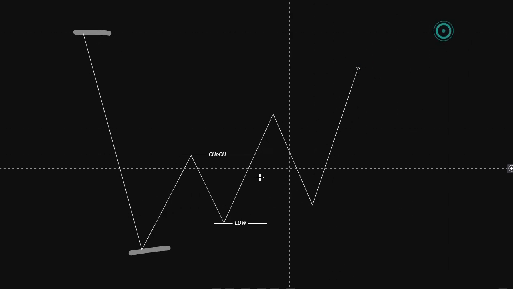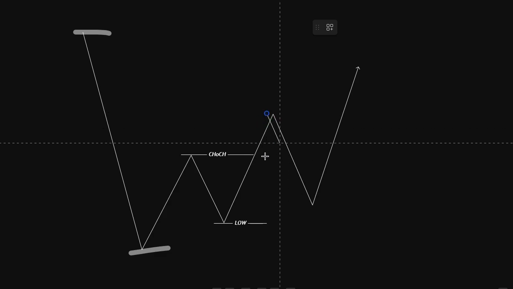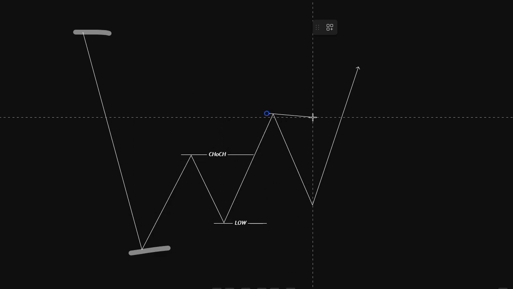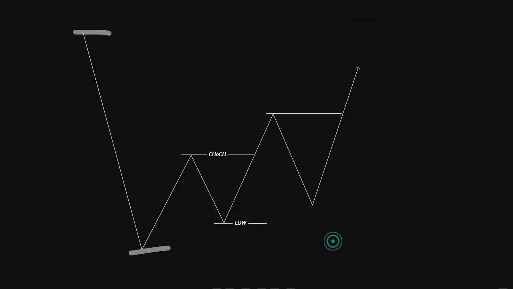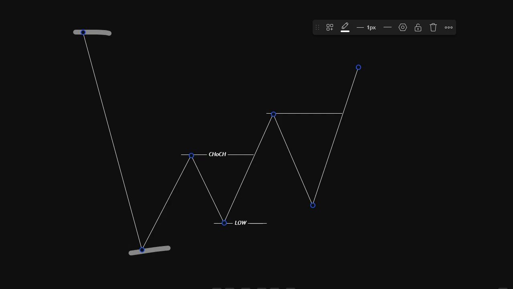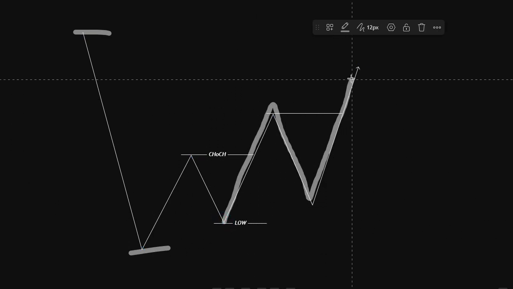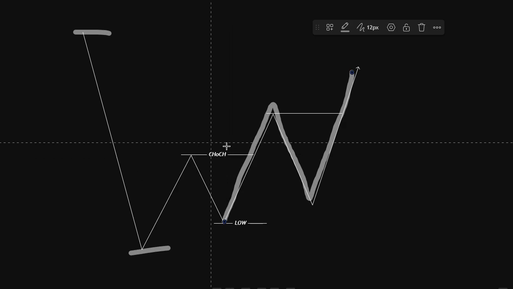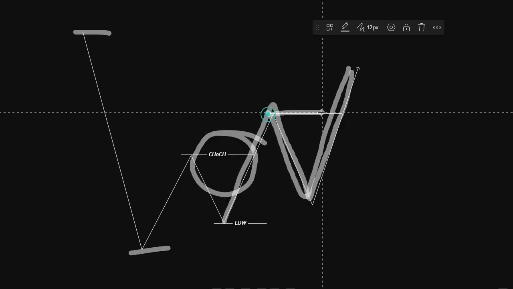Now we see that a new high was created when the change of character happened. When the market did this push and then took a back retest, this is the trend continuation. First we see the change of character, then it makes a retest and breaks again. So it means the trend is continuing here.